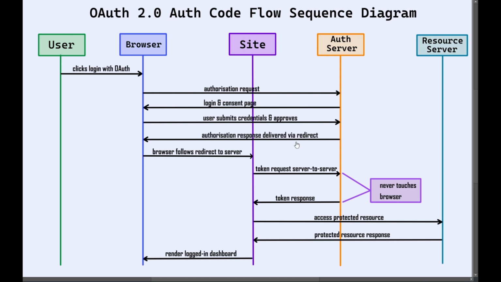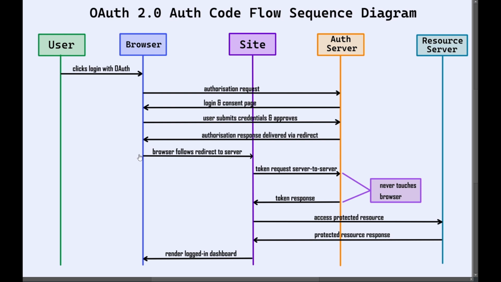And also, the state parameter protects against CSRF attacks. And finally, the token request and token response take place entirely over a secure server-to-server connection. Altogether, all these mechanisms significantly reduce the attack surface, if implemented properly.